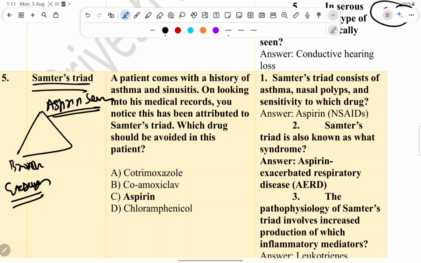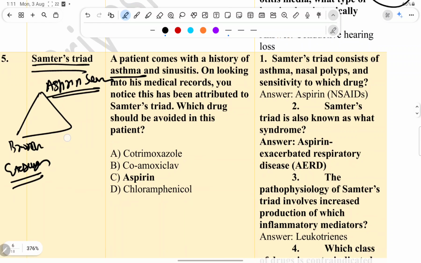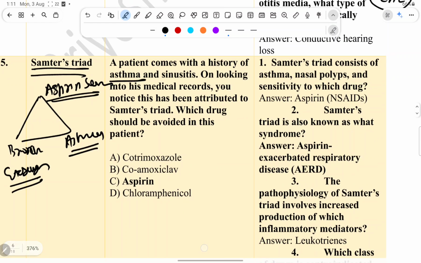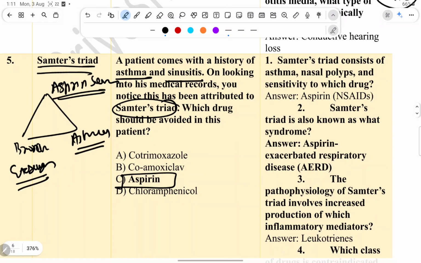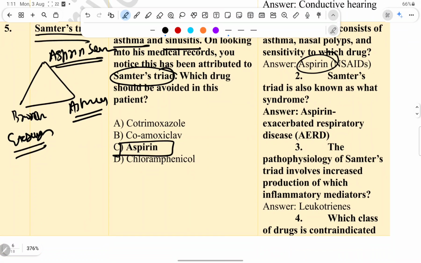Okay, Samter triad. Asthma, sinusitis: asthma sinusitis is Samter triad. It may be attributed to Samter. Aspirin can be the answer. Samter triad consists of asthma, nasal polyps, and sensitivity to aspirin. Samter triad is also known as Bird syndrome.